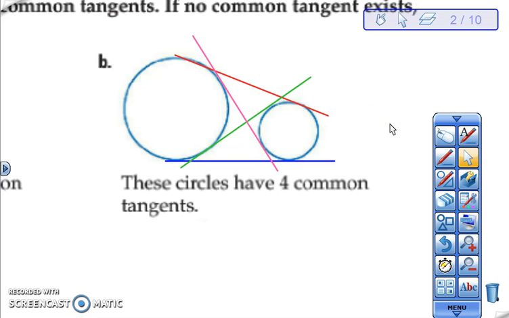All right, so again, points of tangency are where the lines and the circles intersect. A tangent line must hit the circle at exactly one point. It cannot pass through the circle.